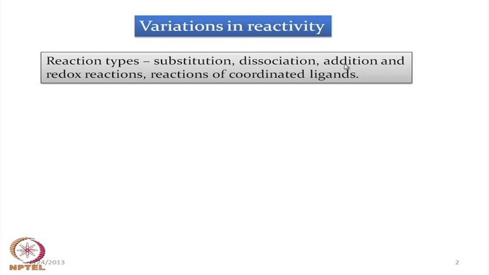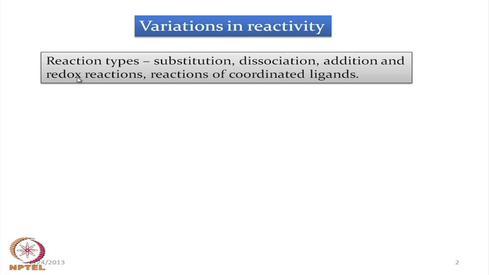Then the addition reaction, that is the corresponding opposite reaction of the dissociation, that means we can add one particular ligand to the corresponding species. If it is ML6 type, after dissociation we get ML5 compound, and then after addition we again get back the corresponding ML6 or ML5Y type of compound.